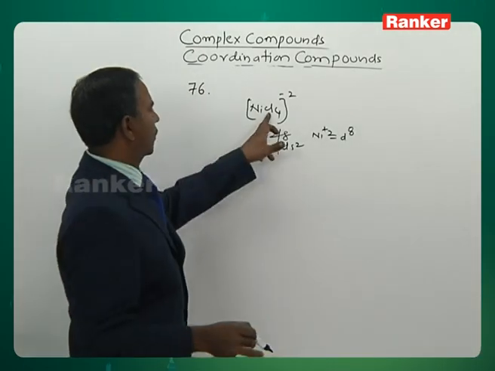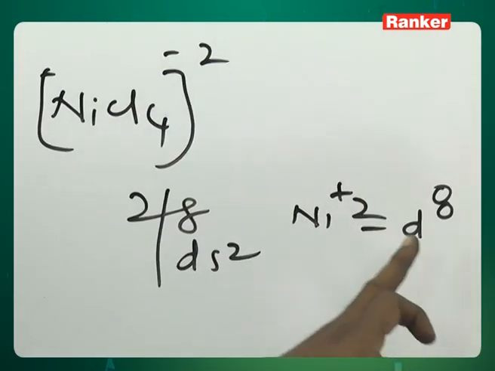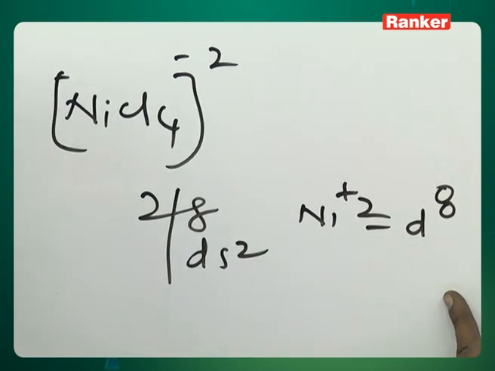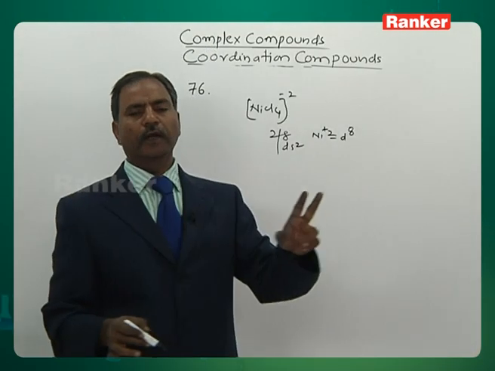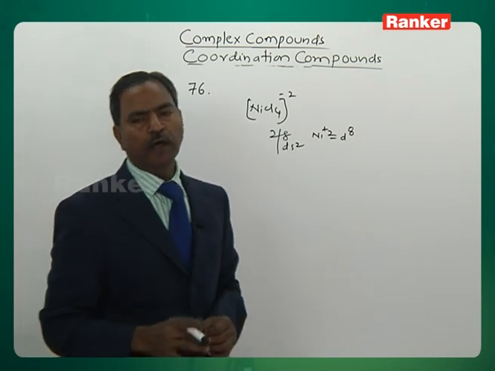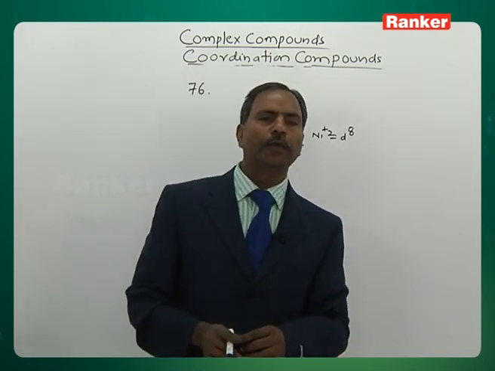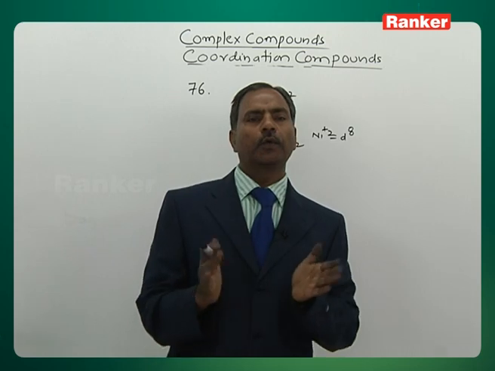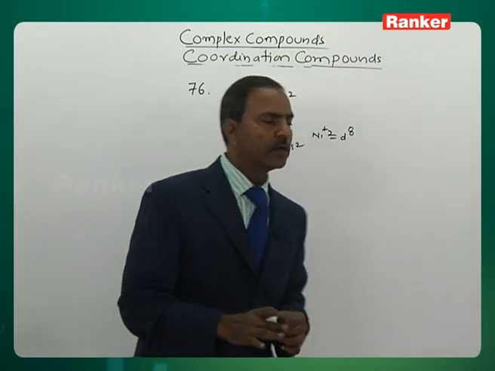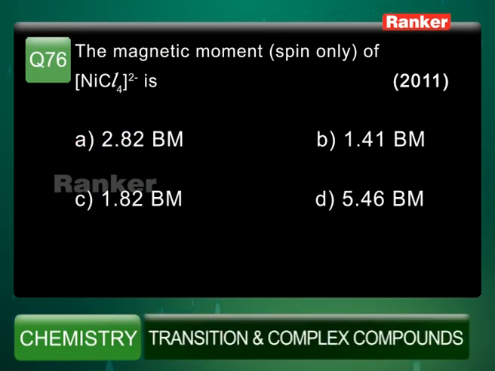It is d8, moreover chloride is weak field. Therefore, electrons are not getting paired here. Then in the d8 electronic configuration, 2 unpaired electrons are there. Check the answers. Option A is given as 2.82 BM. 2 unpaired electrons, 2.82 is the magnetic moment. So for this question, the answer is A.